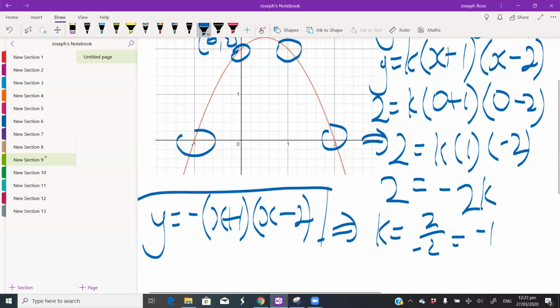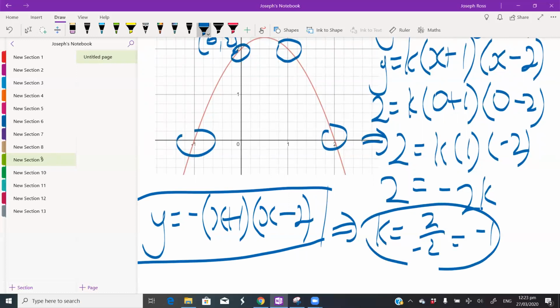So that's our equation. At that final step there, we take our value of k and put that back into the equation just after we'd found the x-intercepts. And as we predicted, we're getting a negative value of k there.